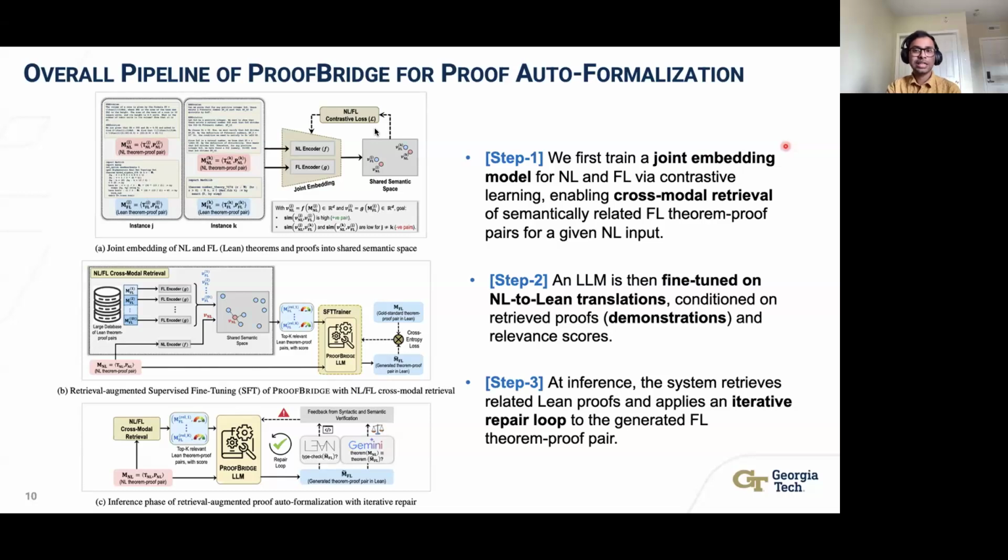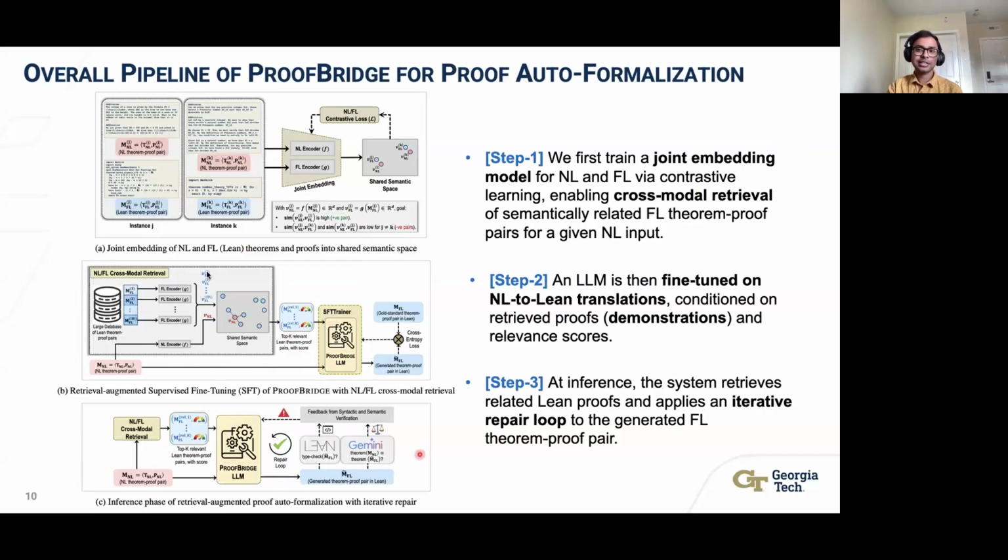First, we train a joint embedding model for natural and formal language using contrastive learning. This allows us to retrieve a set of related formal language theorem proof pairs for any given natural language input. Next, in the second step, we fine-tune an LLM on the NL to Lean translation, conditioned on the retrieved proofs and the relevance score, so it can learn from the relevant examples. Essentially, the examples we retrieve from the database serve as demonstrations to guide the auto-formulation process.